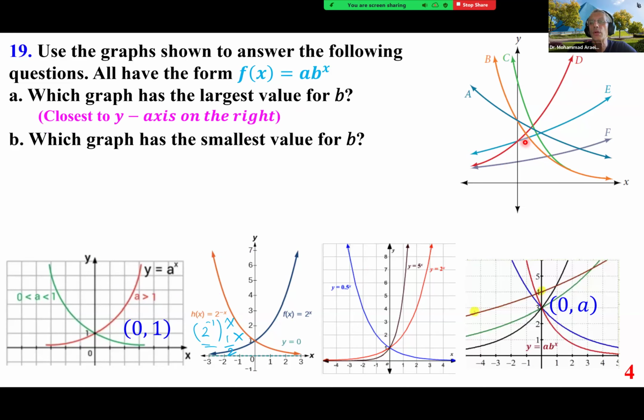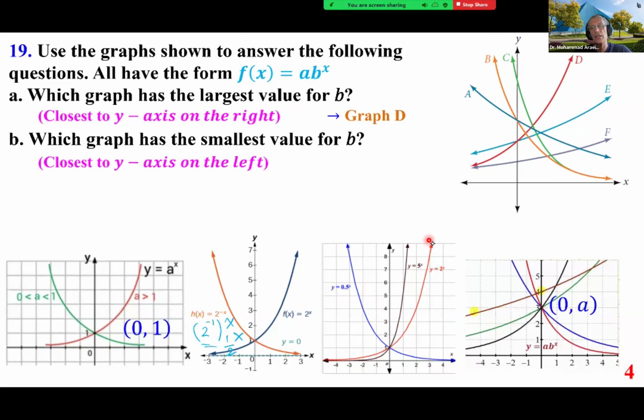So this one, this one, this one, clearly D is the closest. Which one has the smallest value? The one that is closest to the y-axis from the left. Now, if this is 0.5x, for example, 1/5 x goes like that. It gets closer, just like this one, right? And so in this case, it's clearly on the left side, graph C.